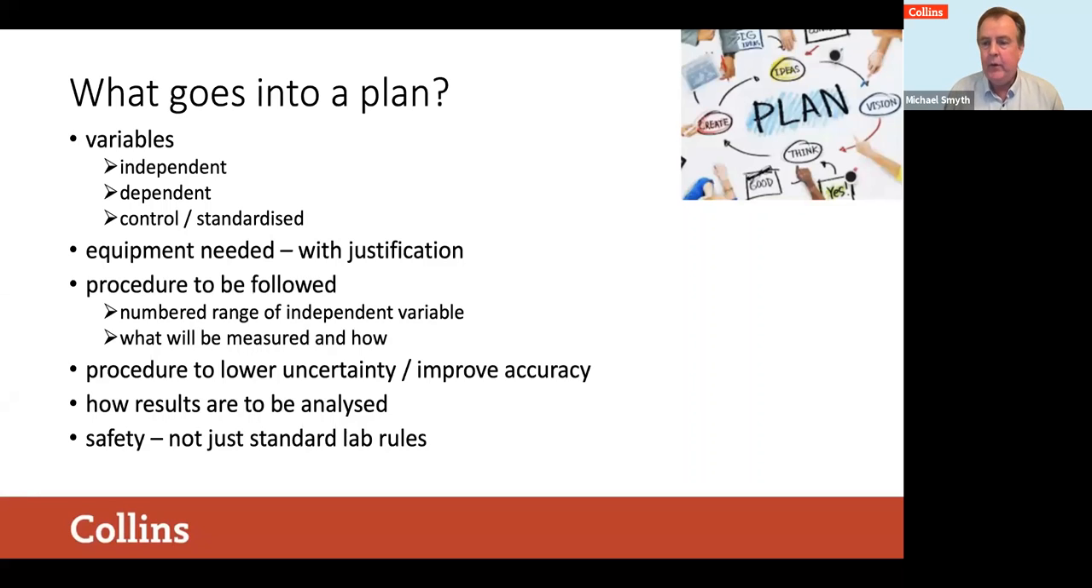So for example, if you've got bacteria growing in liquid medium, what does the number of bacteria depend on? The number of bacteria, because it depends on something else, is the dependent variable. The independent variable in that case could be temperature, could be time, pH, whatever.